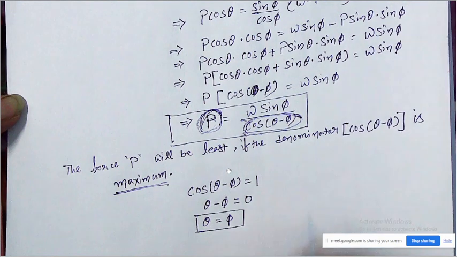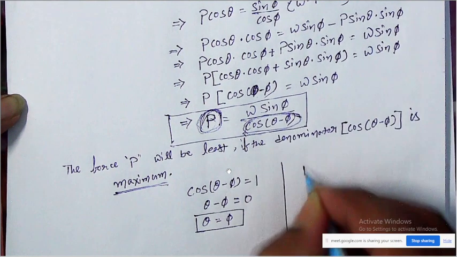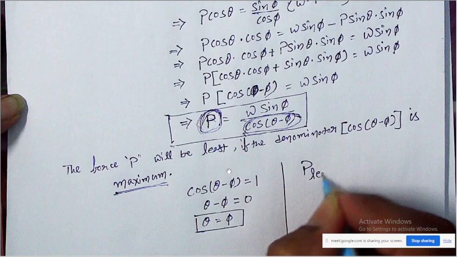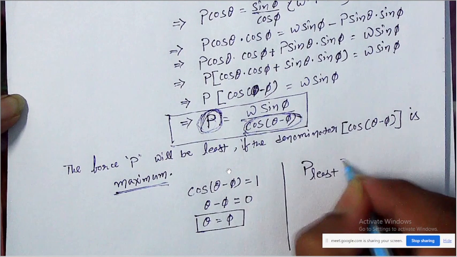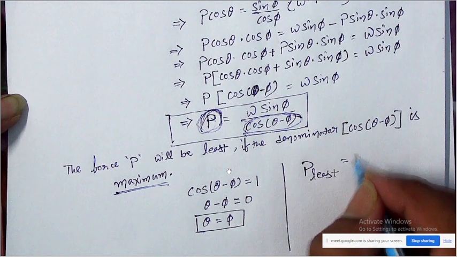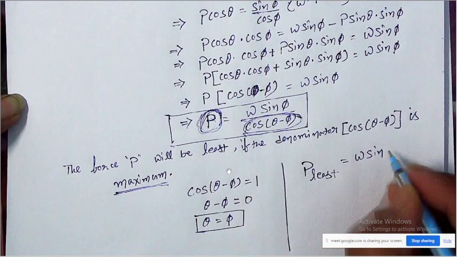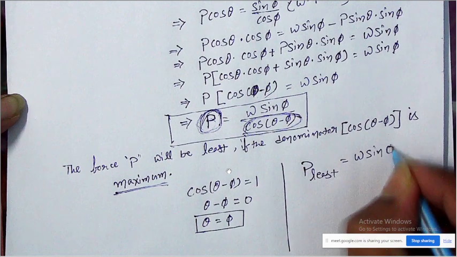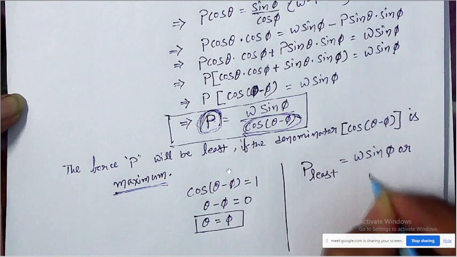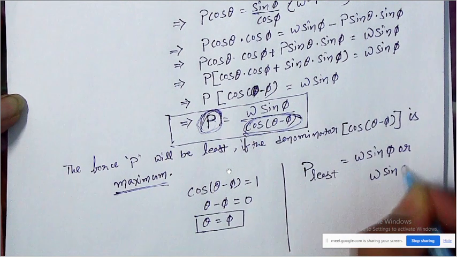Okay. So P least is, see here, P least is how much? W sine phi or W sine theta.